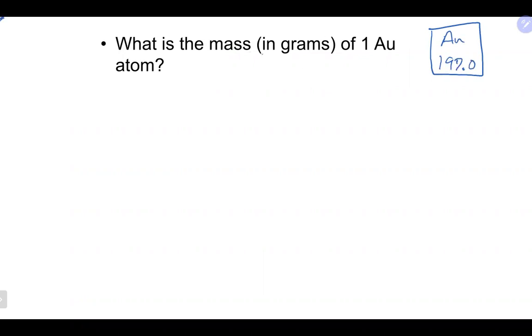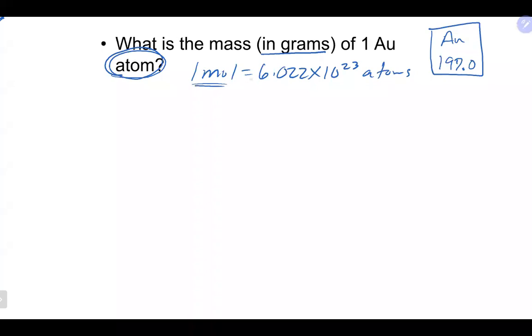We are looking for the mass in grams, so we ultimately want to end up in grams. We have one gold atom. The keyword atom means I need to use Avogadro's number. What we know about Avogadro's number is that 1 mole is equal to 6.022 times 10 to the 23 atoms. That would get us to moles, which is close to what we need, but we need to go one more step: from moles to grams, which needs the molar mass we've been using in the last couple of problems.